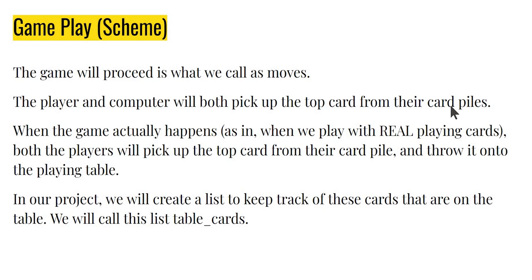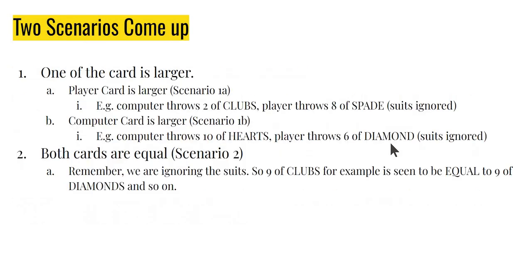But really, once the player and the computer play their cards, there are two scenarios that come up. I call them scenario 1 and scenario 2. Scenario 1 is that one of the two cards is larger. Within this, there are two scenarios again. There's scenario 1A where the player card is larger. For example, let's say the computer throws 2 of clubs, the player throws 8 of spades. Now remember, suits are being ignored, so the computer card will be seen as smaller, and the player card will be seen as larger.